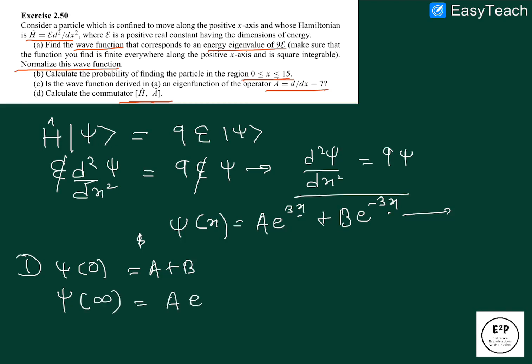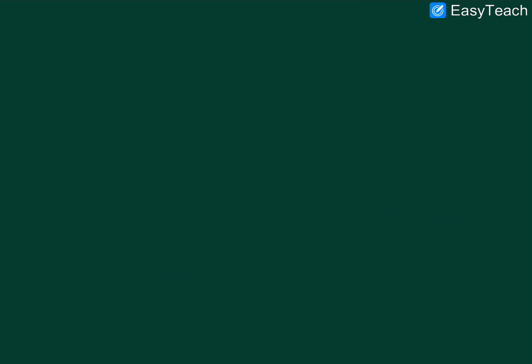so a e to the power infinity plus b e to the power minus infinity. So this particular thing goes to 0, but this thing shoots to infinity. So to avoid that, we have to make sure the coefficient a is 0. And moving ahead, we remain with psi equals b e to the power minus 3x. Now this is our wave function. Now we have to find the value of b, so that we can normalize this wave function.